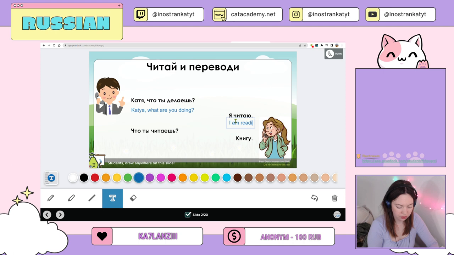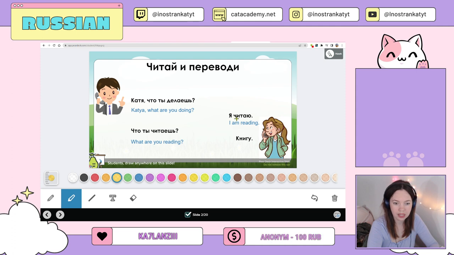I am reading. I would like to remind you that in Russian language we don't need to say the auxiliary verbs is, am, are. We don't use them. We just say I reading. That's enough. I'm reading. Я читаю. Что ты читаешь? Here we can logically guess if we know что means what and ты means you. Чита, чита sounds very similar, so reading. What are you reading?